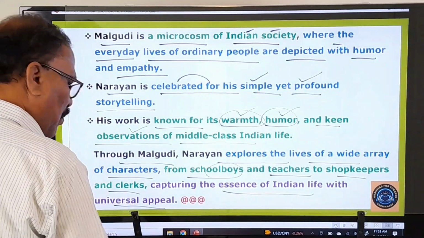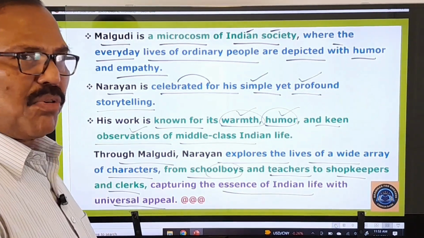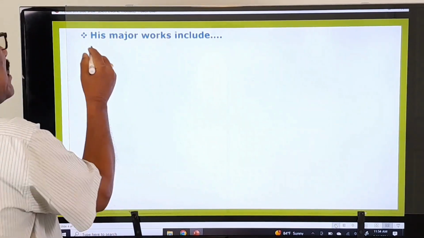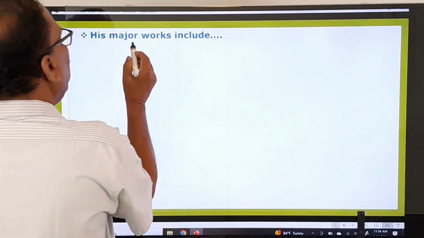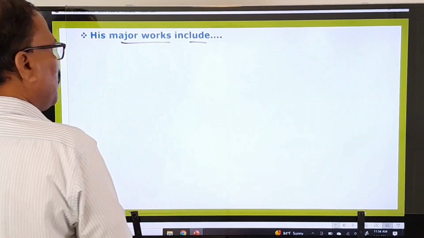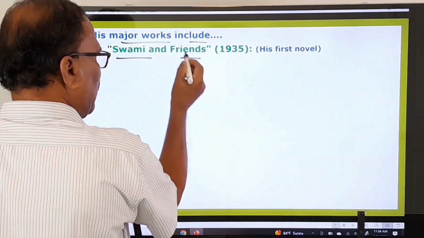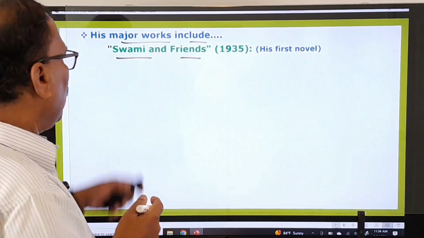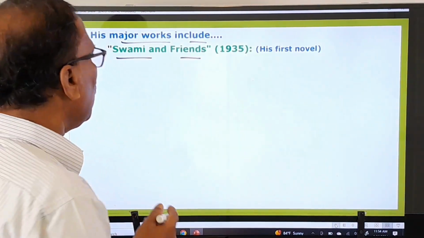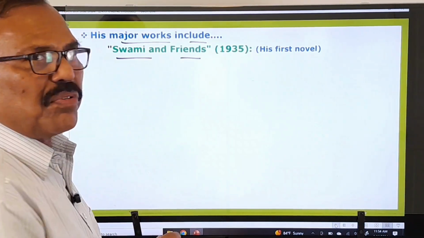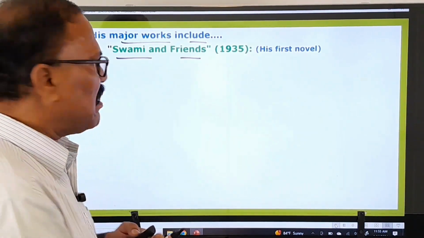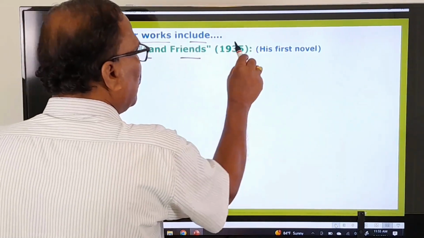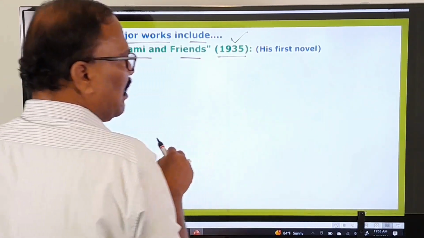Now you move on to other important points about this writer. The next point about this great Indian writer is his major works. What are his major works? Swami and Friends. This novel is also there in your syllabus. I am also going to give you some brief idea about this novel prescribed for you in the syllabus. Okay, Swami and Friends was published in 1935.